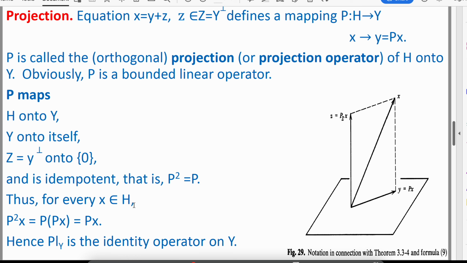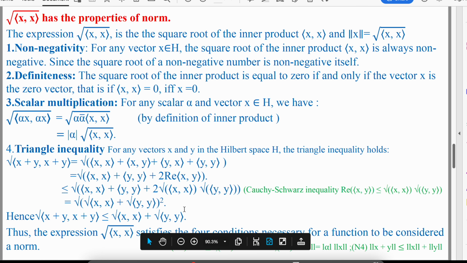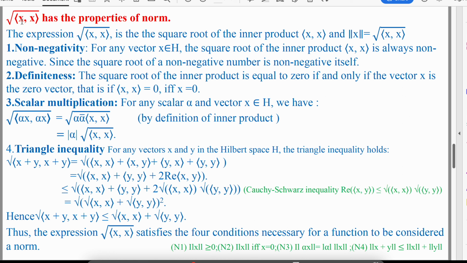Thus for every x belonging to H, P squared x is equal to P of Px, and this is equal to Px. It means the restriction of P to Y is the identity operator on Y. Now we will show that the square root of the inner product of x with x has the properties of a norm.